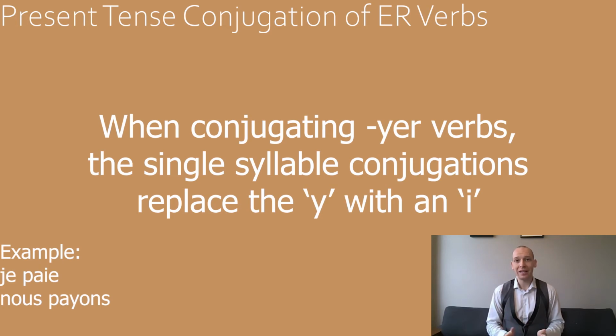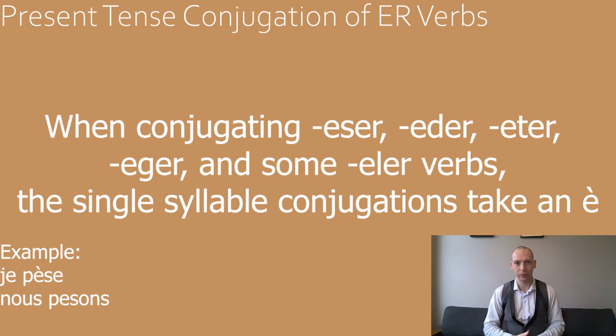For verbs that end in YER, there is a different spelling change. In all of the single syllable conjugations, the Y is replaced by an I. In the two syllable conjugations, the Y is kept. For example, je paie, but nous payons. This is because the Y gives us that guttural sound that we only say when there is a second syllable.